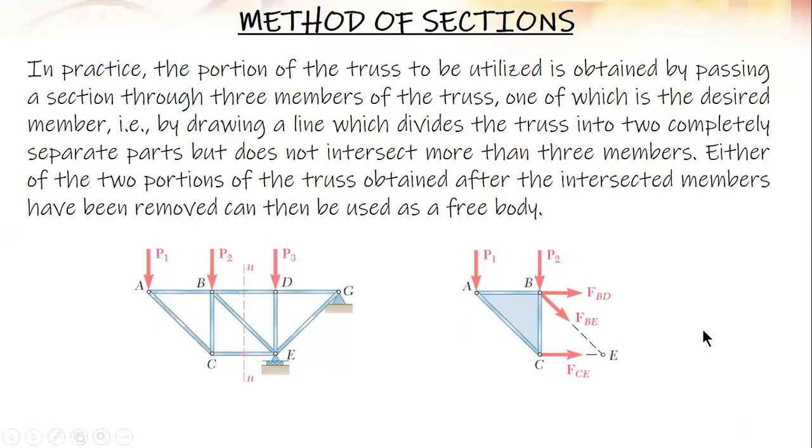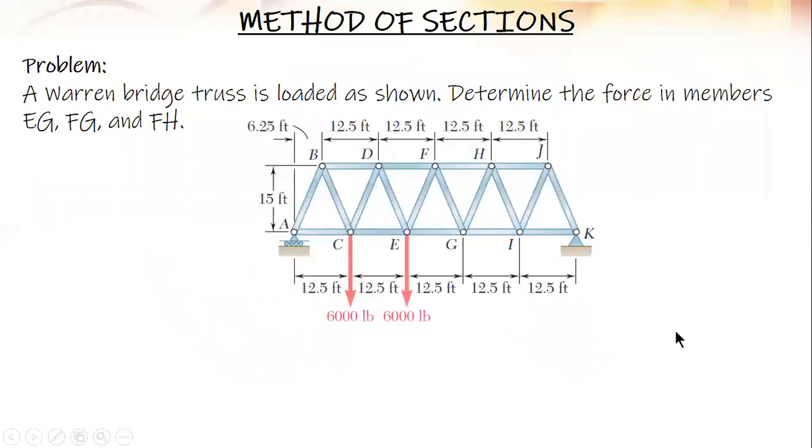Okay, let us solve a sample problem. A Warren Bridge truss is loaded as shown. Determine the force in members EG, FG, and FH. So first, you need to solve for the reactions. So you sum up moment either at joint A or joint K.